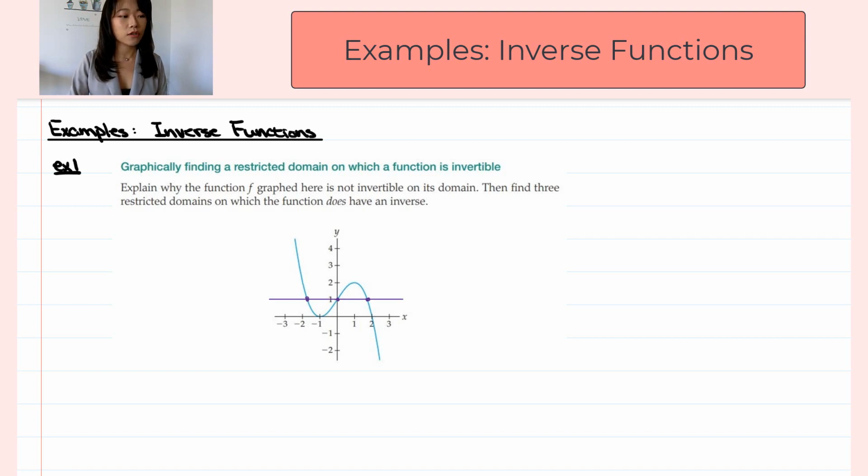Then to find the restricted domains where the function is invertible, we can cut the graph into 3 sections so that each section passes the horizontal line test. The first domain is from negative infinity to negative 1. Then the second domain is from negative 1 to 1. And the third domain is from 1 to infinity. So over these 3 domains, the function will be invertible because over each restricted domain, the function is one-to-one and passes the horizontal line test.